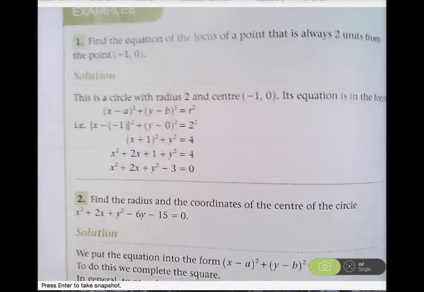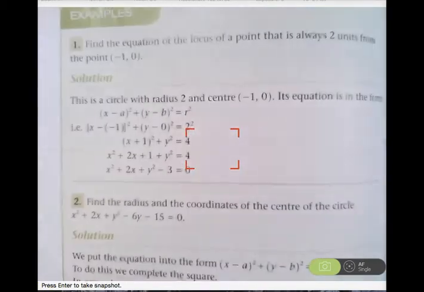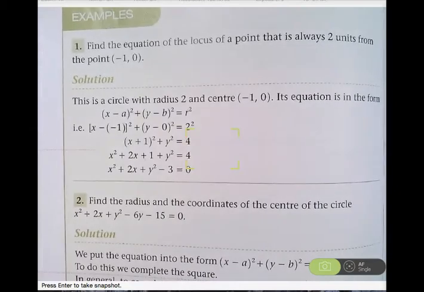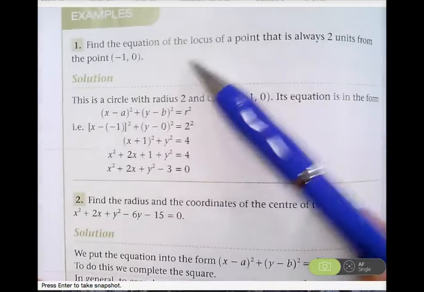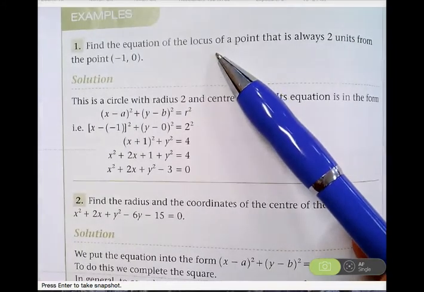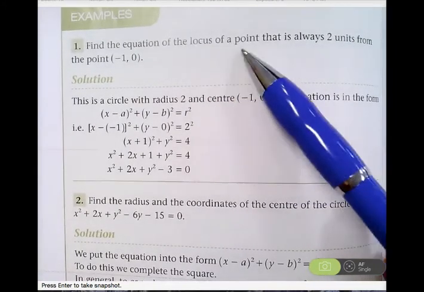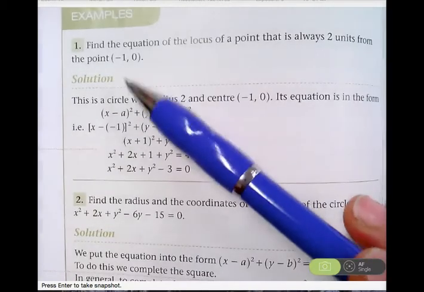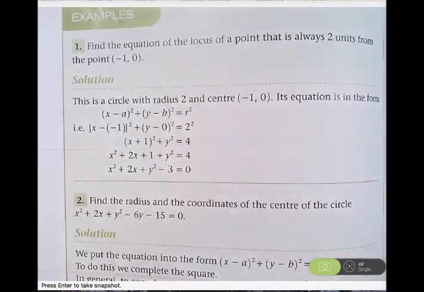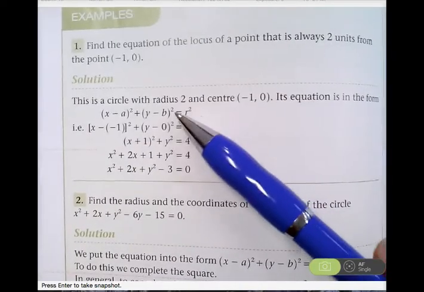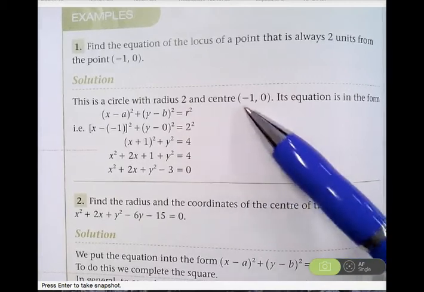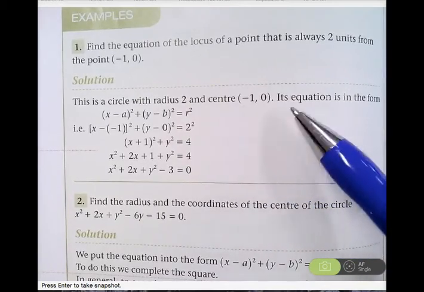We're going to just look at these examples, but we're not going to copy them down because we're going to do different examples. The first one says, find the equation of the locus of a point that is always 2 units from that point. If a point is a fixed distance from another point, you end up with a circle. So you have to know that this will be a circle with radius 2 and centre (-1, 0). You have to know that.